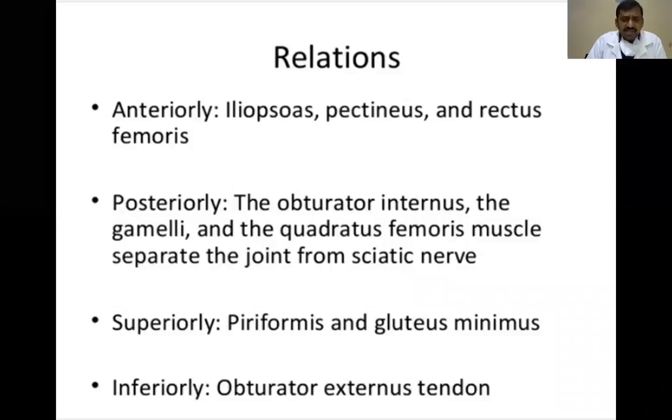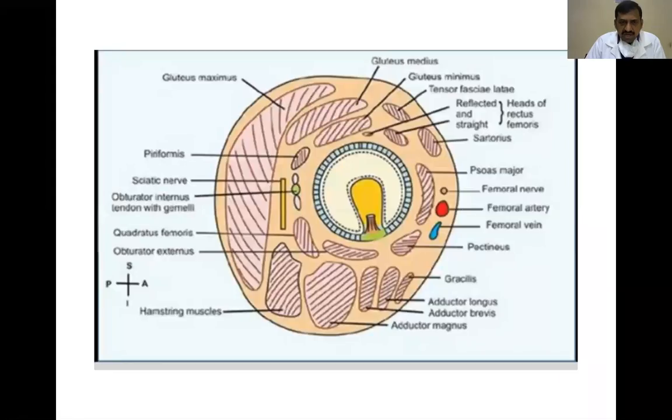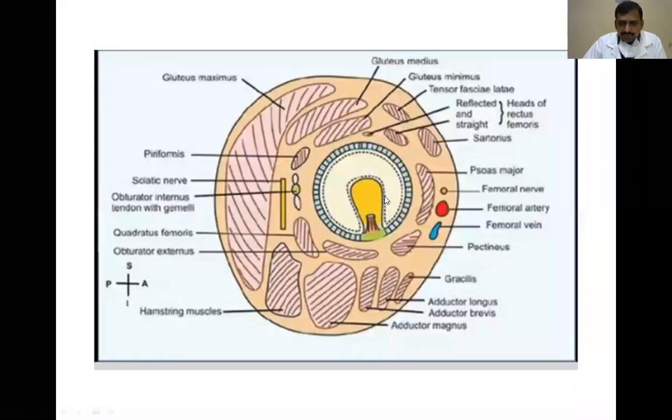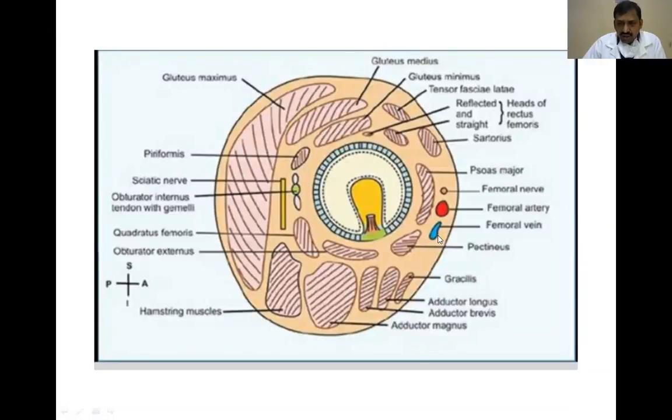Next, what are the relations of the joint? Anteriorly, there are the iliopsoas, pectineus, and rectus femoris muscles.